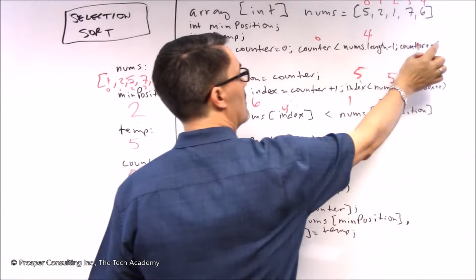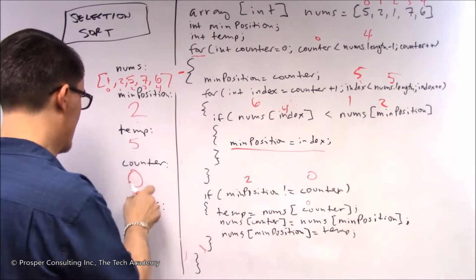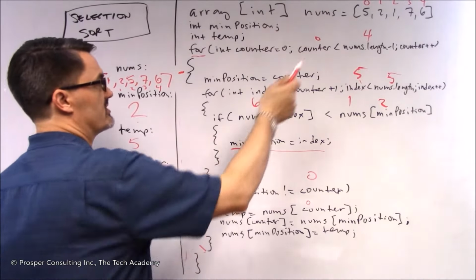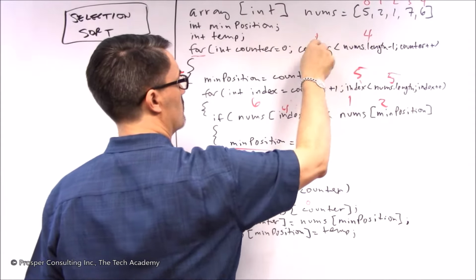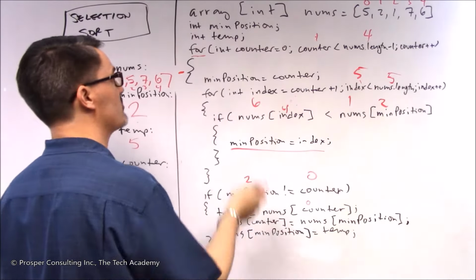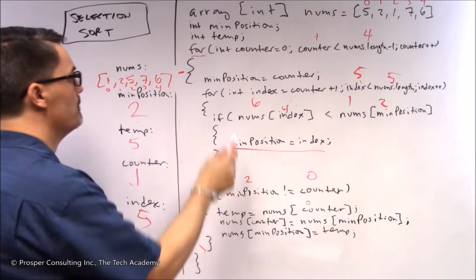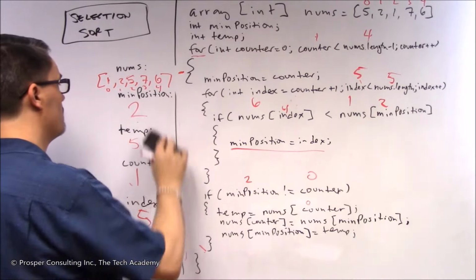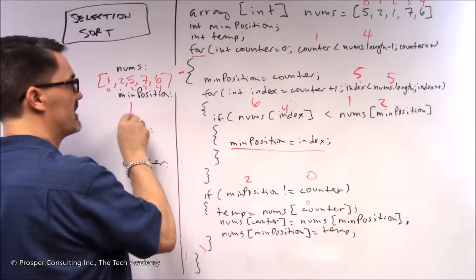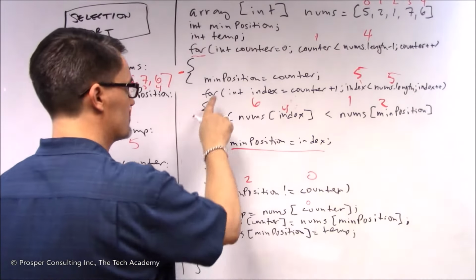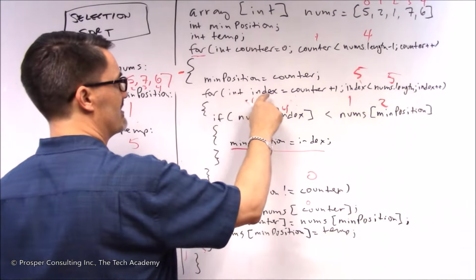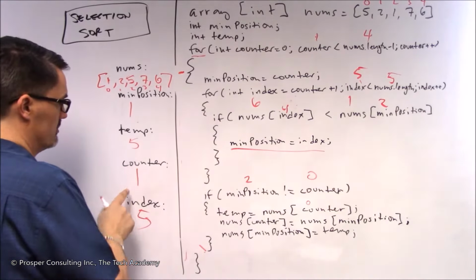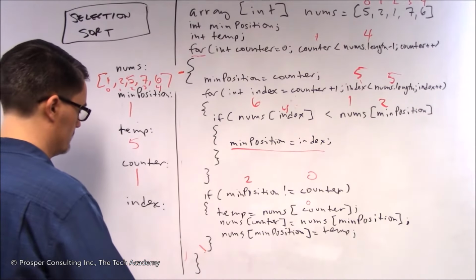So what do you do? You increment counter. Counter now becomes from 0 to 1. So we check our conditional. Is counter, which is 1, less than 4? Yeah, definitely. So we're going to execute the loop again. Min position now equals counter. Counter is 1, so min position is also equal to 1 because of that statement right there. Now we look at this for loop. We're going to set index equal to counter plus 1. Counter plus 1 is 2, so index becomes 2.